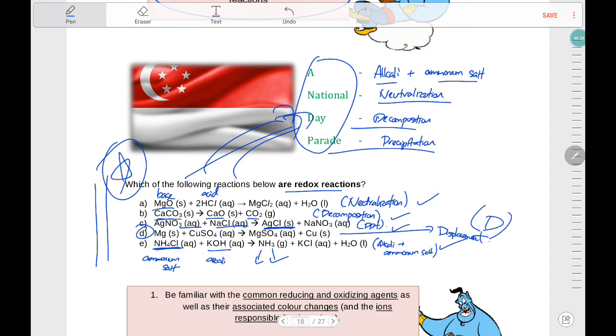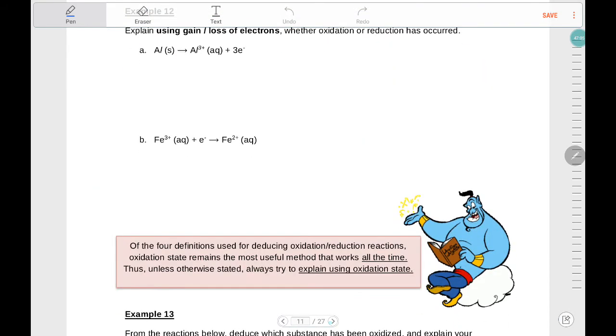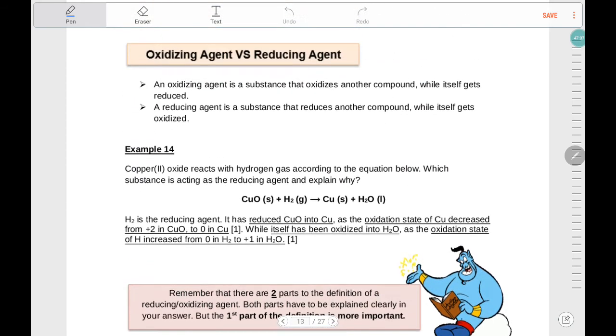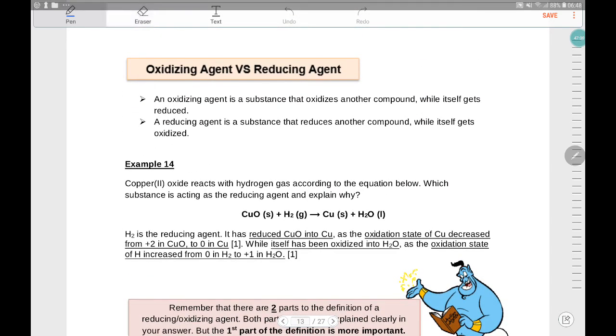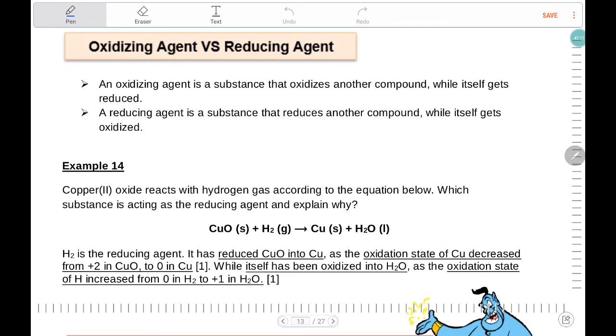Now let's quickly go through. Let's return back to page 13 of the notes. And now I want to introduce another concept. We have so far learned about oxidation, we have learned about reduction. Now let's go into oxidizing and reducing agents.